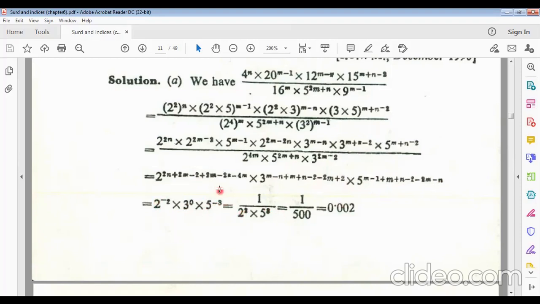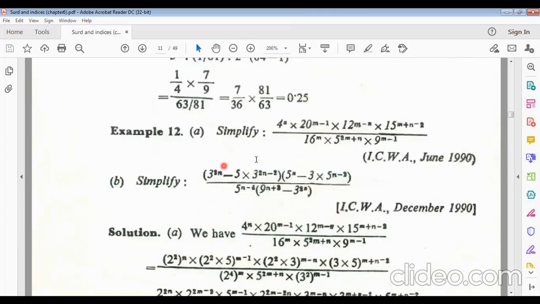So 1 by 2 square, and 1 by 5 cube will exist. 3 to the power 0 means 1. And 2 square means 4, and 5 cube means 125. 4 into 125 is 500. This 500 can be written as 0.002.